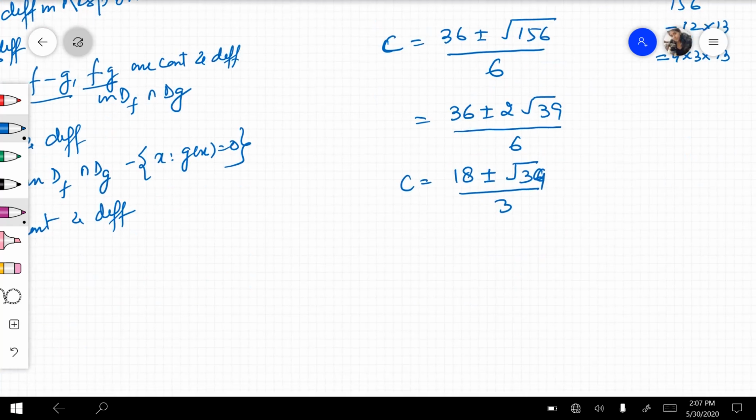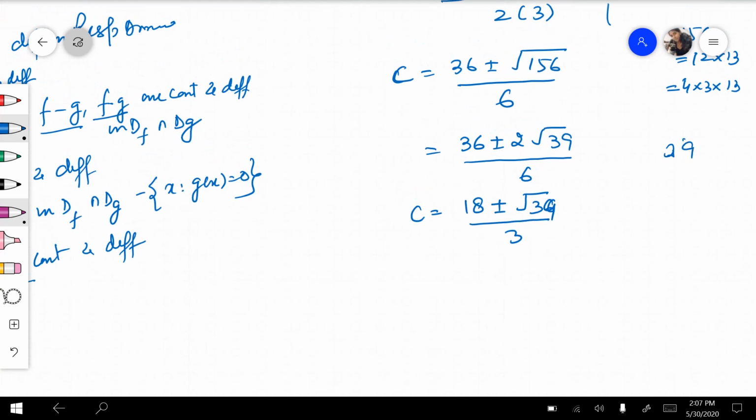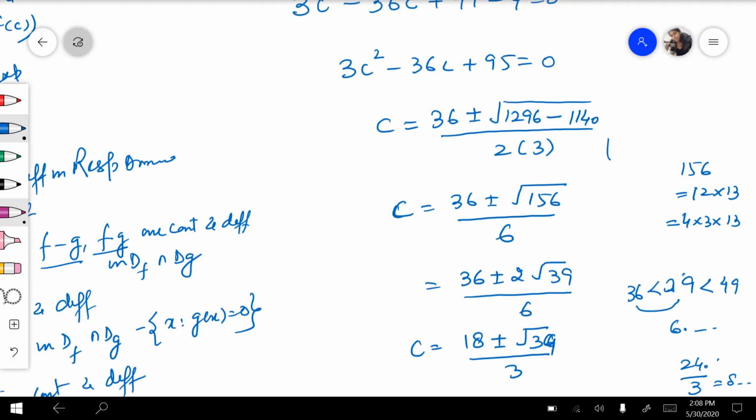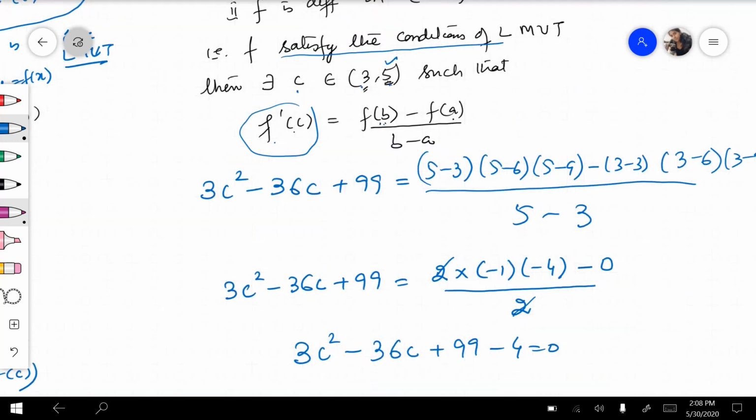ठीक है, ध्यान दीजिएगा, 39 is less than 49 and greater than 36. तो इसका जो स्क्वायर रूट होगा, that will be equal to 6 point something. ठीक है, तो 18 में 6 पॉइंट समथिंग ऐड करेंगे, that will be 24 point something. 24 point something divided by 3 will be equal to 8 point something. और 8 पॉइंट समथिंग जो होगा वो 5 से बड़ा हो जाएगा, क्योंकि हमें c की वैल्यू जो फाइंड करनी थी, that is between 3 and 5.